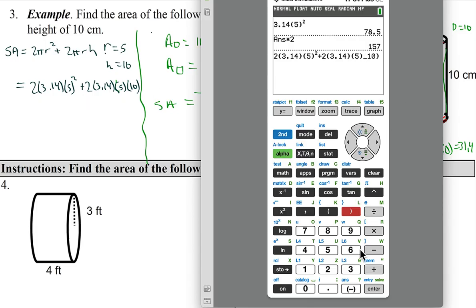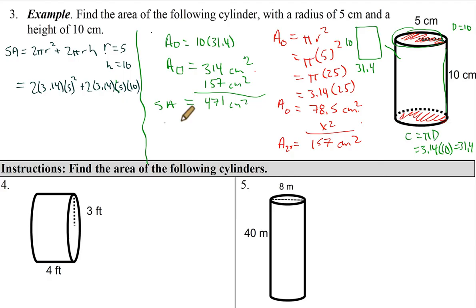I put it all in the calculator here. Hopefully it gives me the right answer. 471. What did we get over there? 471. Oh, goodness. And make sure we have our units. So the surface area, that is a crazy S, equals 471 square centimeters.